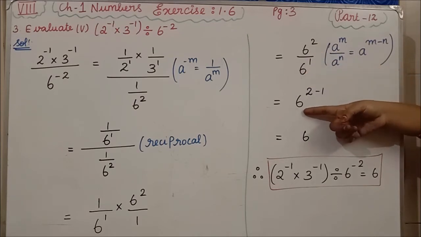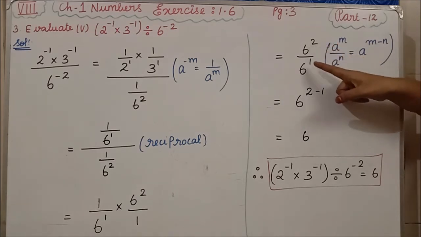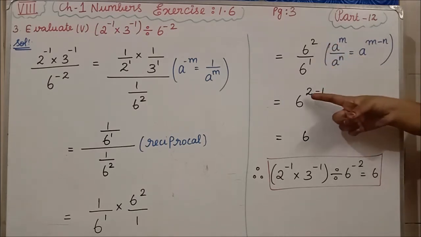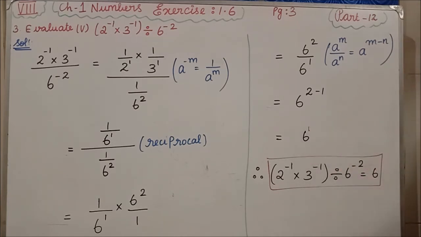I am writing here 6, and next I am writing the power 2 minus 1. Clear all of you? Based on the quotient formula I am writing 6 power 2 minus 1. So 2 minus 1 answer is what? 1 only. So 6 power 1 means the same 6 only. So the question I have written is equal to the answer 6. Clear students all of you, the third question fifth subdivision?